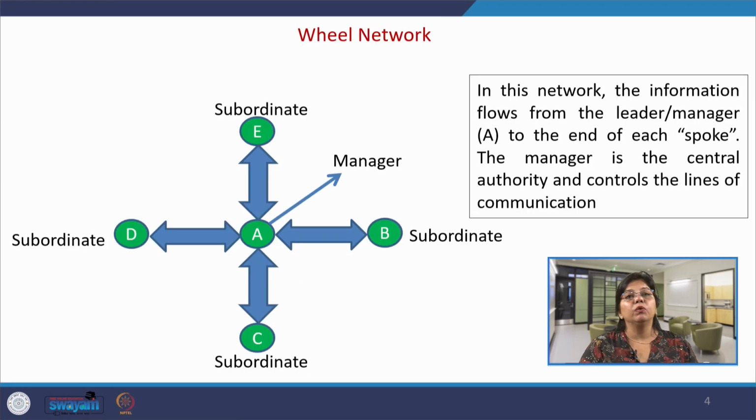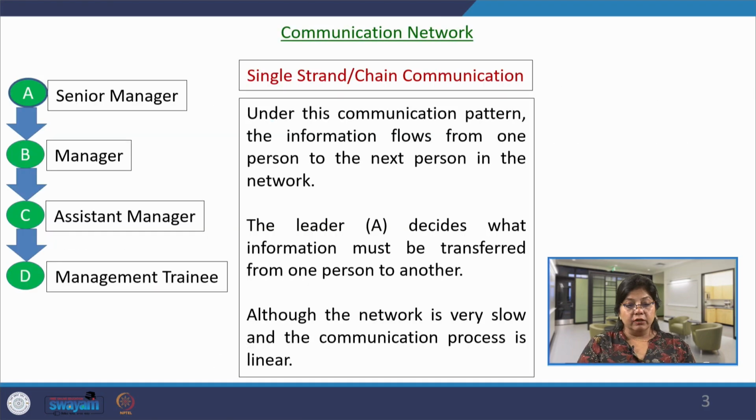The other is wheel network, but to mention, in this single strand A is only connected to B, B is only connected to C and C is only connected to D. So, the connection is breaking at every point and then the information is flowing.